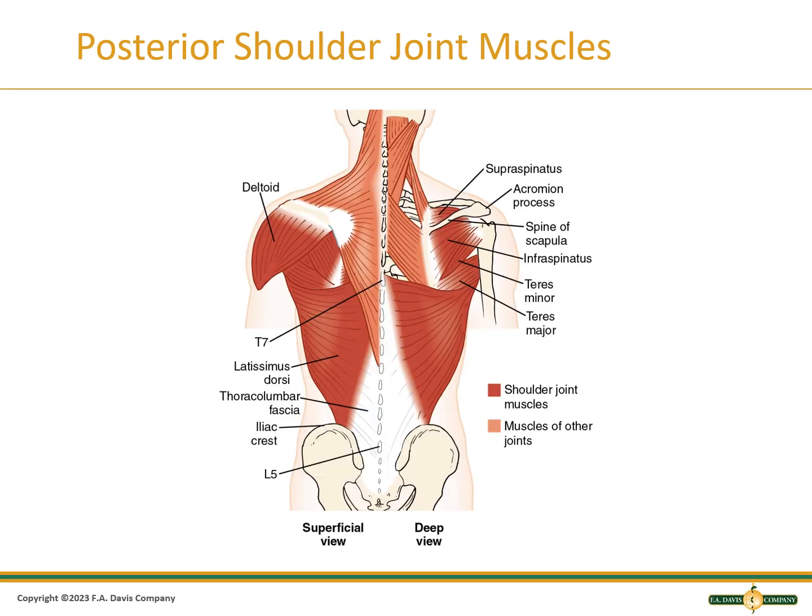From the posterior aspect, again on the left, we have our superficial muscles. We see our deltoid, our latissimus dorsi, and the thoracolumbar fascia for its origin. And then on our deeper side, we can see where our lat runs, and then underneath we have teres minor, infraspinatus, supraspinatus. We can't see subscapularis from this direction because it sits on the anterior aspect.